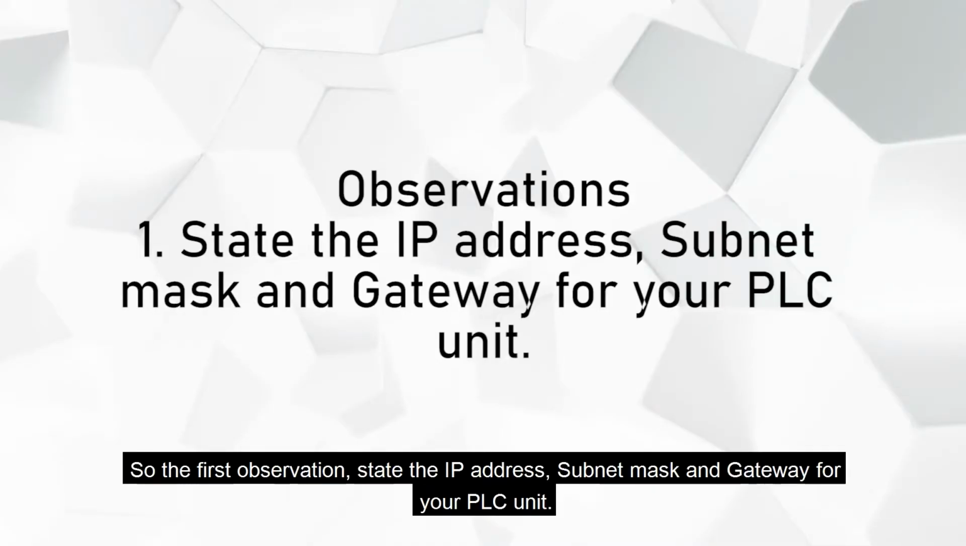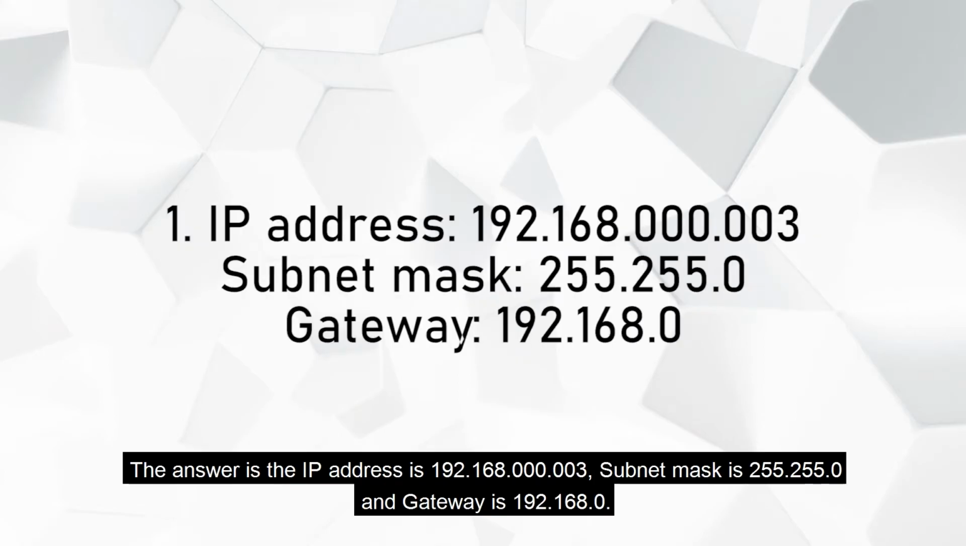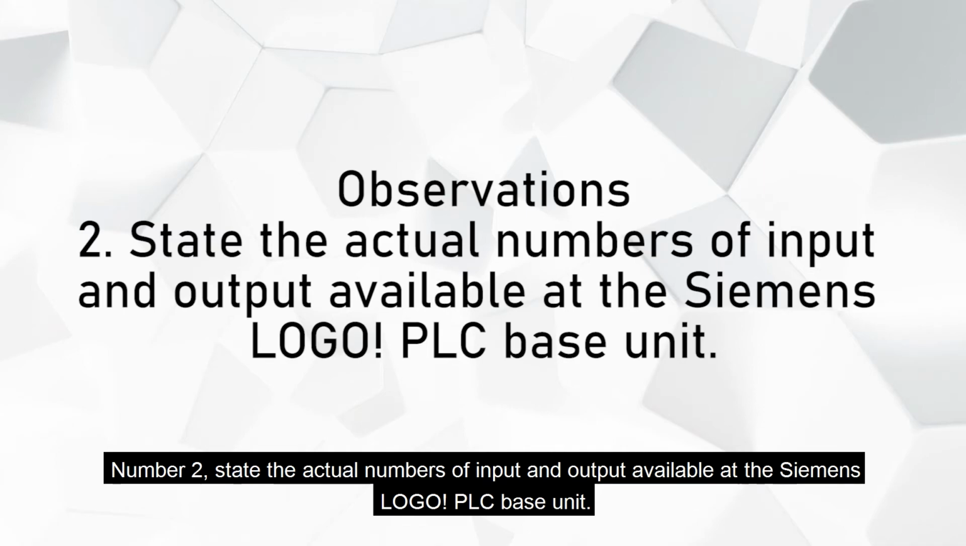Already reset. So the first observation: state the IP address, subnet mask, and gateway for your PLC unit. So the answer is, IP address is 192.168.000.003. Subnet mask is 255.255.255.0. Gateway is 192.168.0.2. Number 2. State the actual numbers of input and output available at the Siemens LOGO PLC base unit.